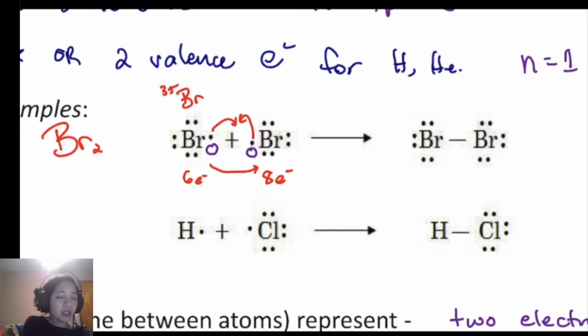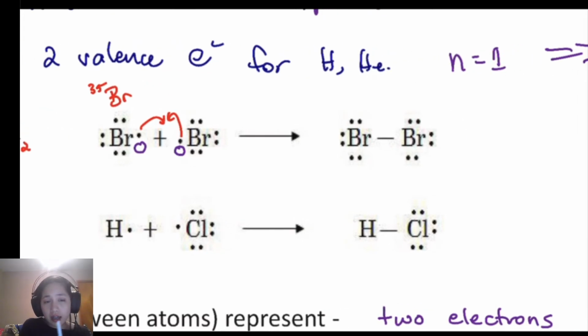We want to fulfill the octet for both. So what we're going to do is share those electrons. So then you'll get a bond, an electron pair. You can think, okay, there are two electrons in that bond.